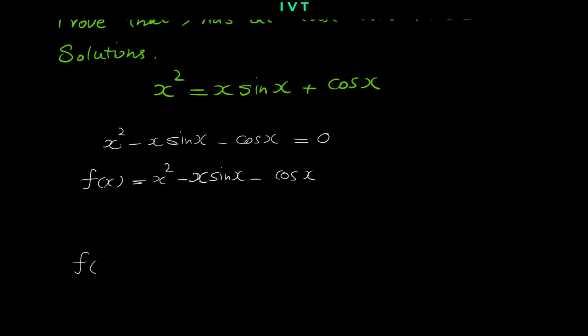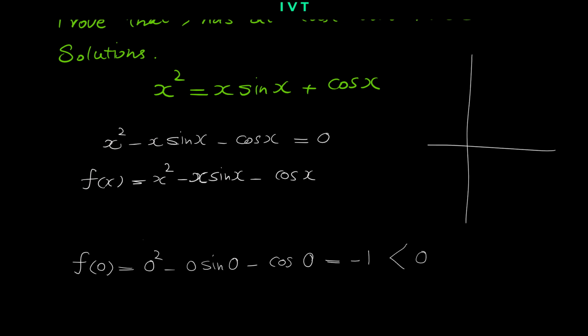So let's see what is f of 0. If you plug in 0 for x, this would be 0 to the 2 minus 0 sine of 0 minus cosine of 0. 0 to the 2 is 0. 0 times sine of 0 is 0. Cosine of 0, if you remember from trigonometry, is 1, but we have a negative here, so negative 1. So the value of the function at 0 is negative 1, and it is less than 0. So basically we have this situation. At 0, the function is negative.